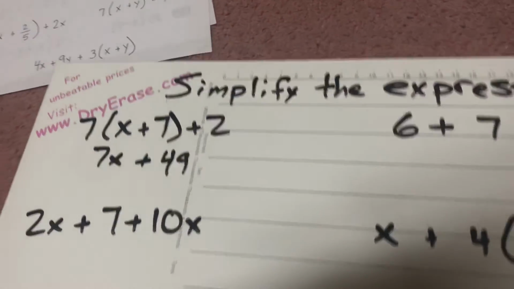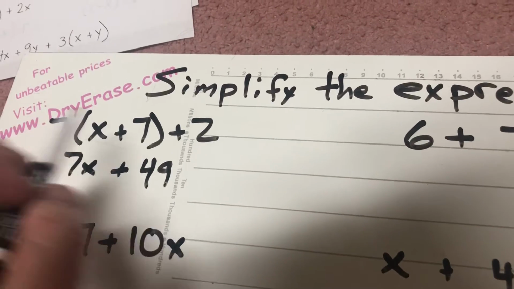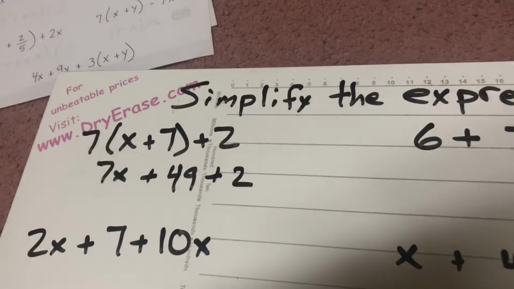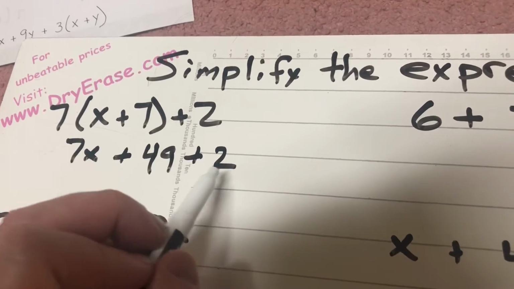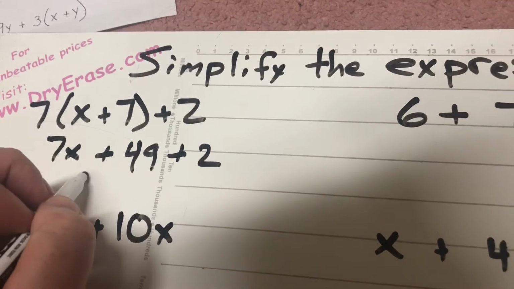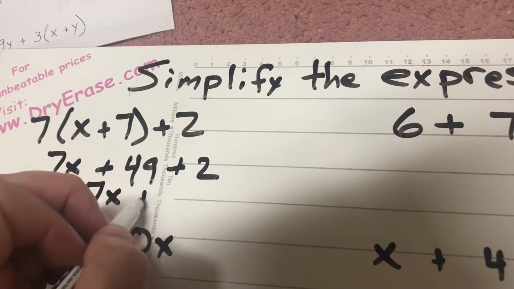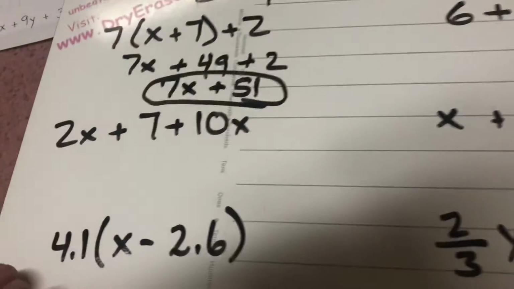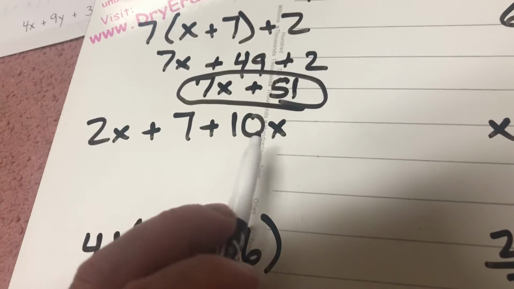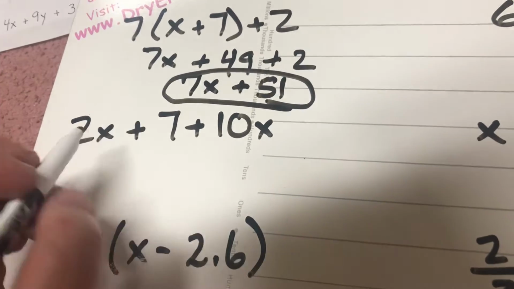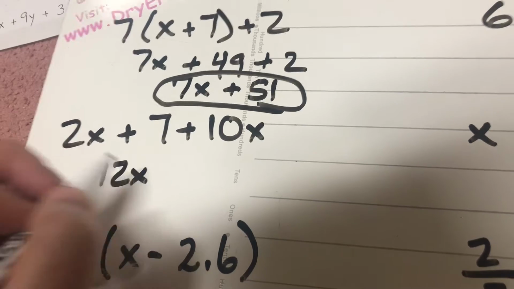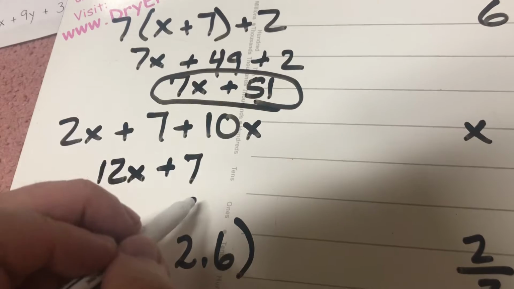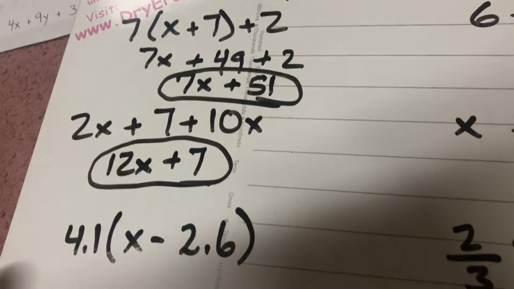This 2 is not part of the parentheses. So do not do 7 times 2. This 2 is not part of the parentheses, so it's just plus 2. Well, I can combine a 49 plus 2, and that makes 51, which means that my simplified expression is 7x plus 51. We go on to this one, 2x plus 7 plus 10x. Well, 2x plus 10x, I know that that's 12x. And then I add my plus 7. And once again, if I have 7 plus 12x, that's fine.